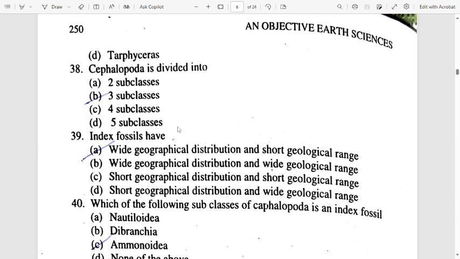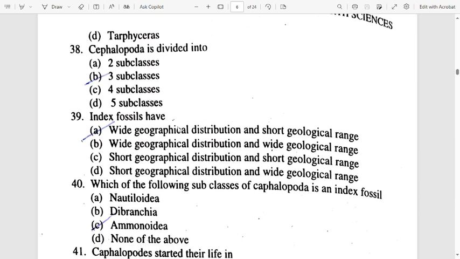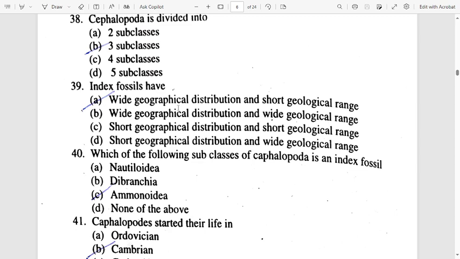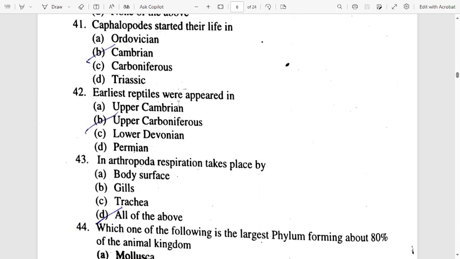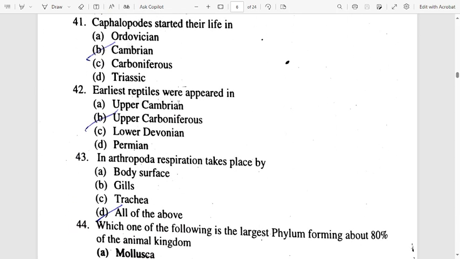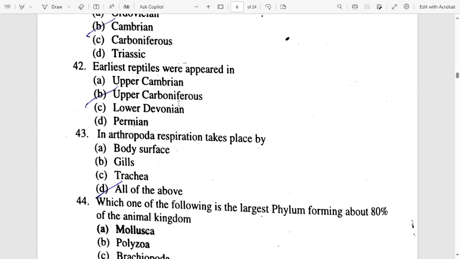Index fossils have wide geographical distribution and short geological range. Which of the following subclasses of cephalopoda is an index fossil? Ammonoidea. Cephalopods started their life in Cambrian. Earliest reptiles appeared in Upper Carboniferous. In arthropoda, respiration takes place by body surface, gills, or trachea.